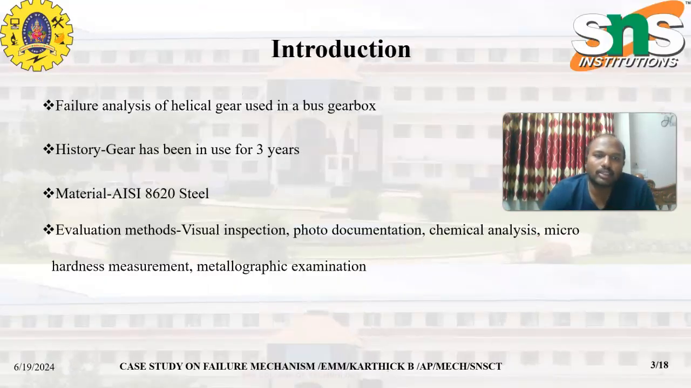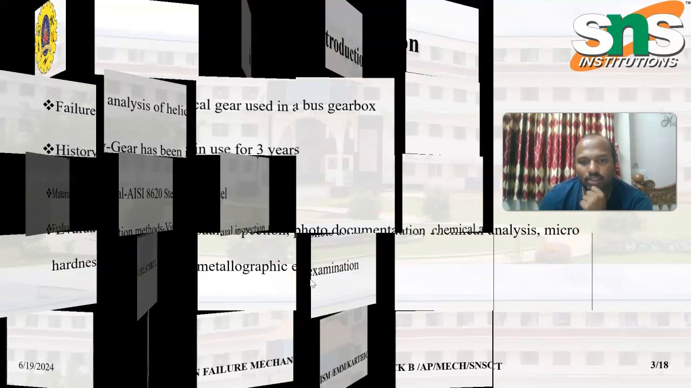So the first part is the failure analysis of this gearbox, which we are going to study. It was used in a bus gearbox, and the gear had been used in the bus gearbox for 3 years. The material used for this gear is AISI 8620 steel, and the evaluation methods we used are visual inspection, photo documentation, chemical analysis, micro hardness measurements, and metallographic examinations.